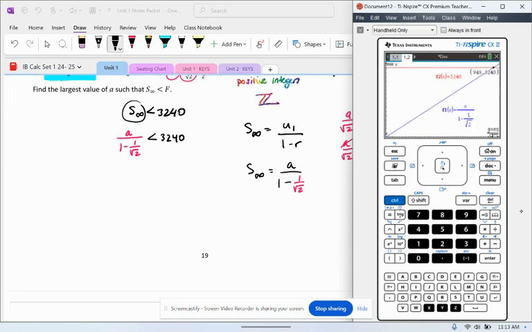Okay, so we want to see where the infinite sum, or the blue, is below or less than the red. It is less than the red when it is to the left. So we are going to round down to 948.